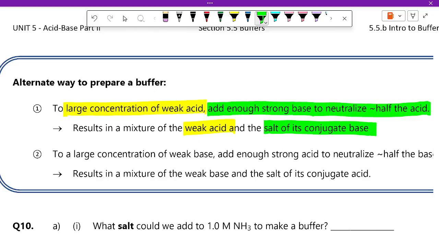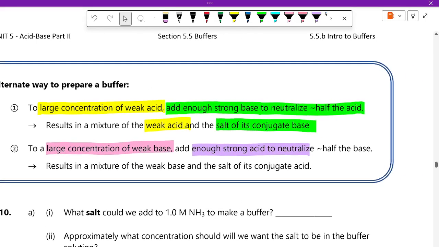Alternately, you could have a large concentration of weak base. What would you add to it? You could add enough strong acid to neutralize how much? About half of the base. And the result would be that you have a weak base and the salt of its conjugate acid.